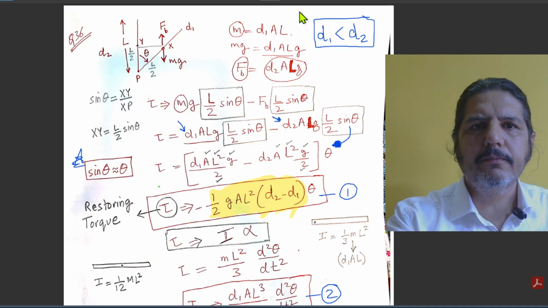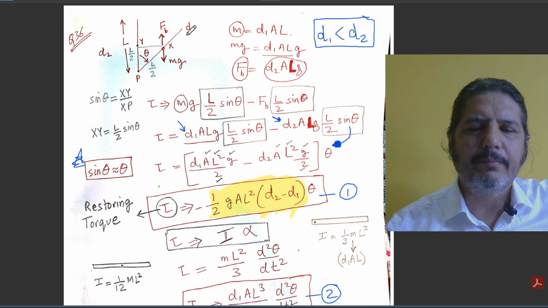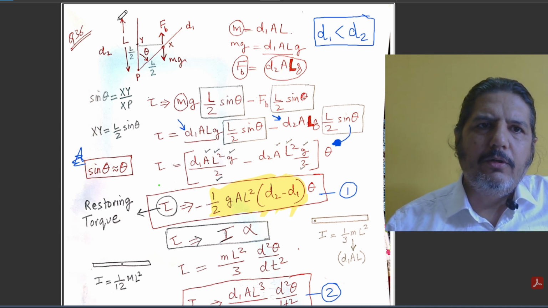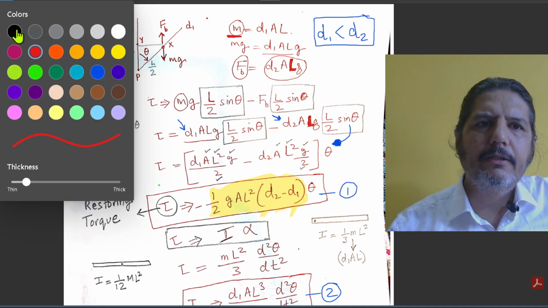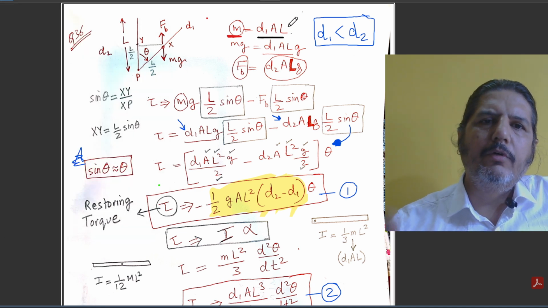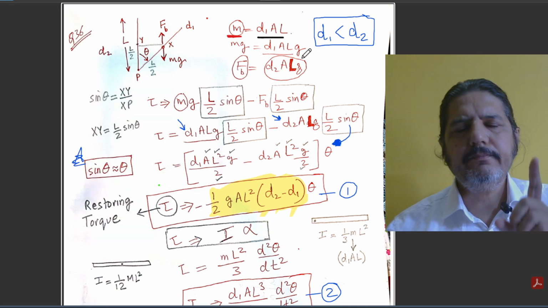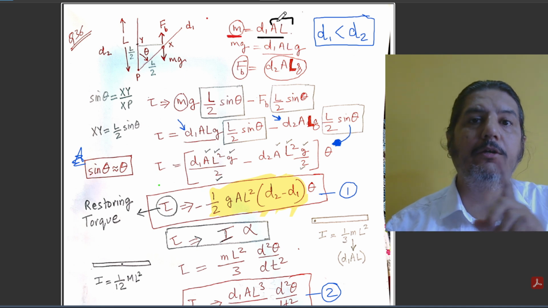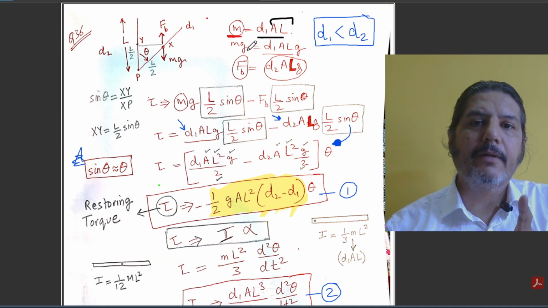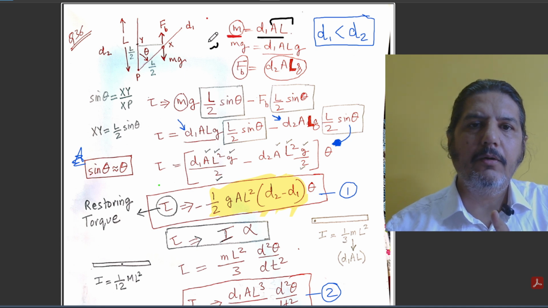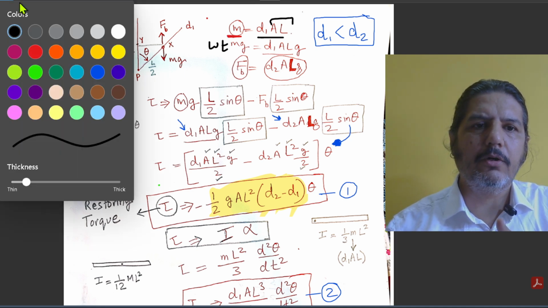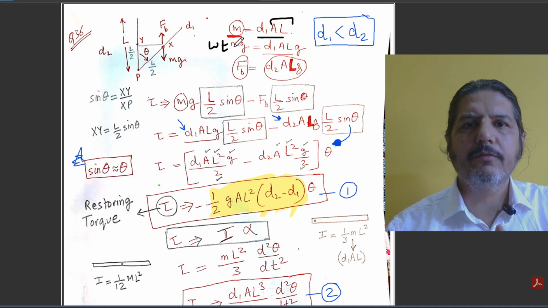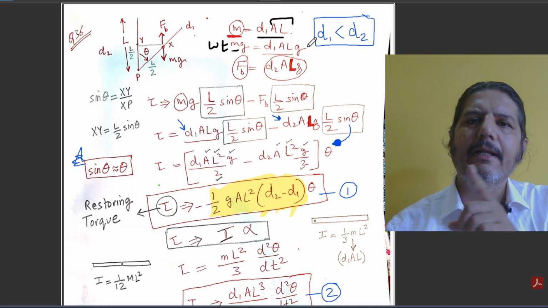Okay, so let's look at the solution. Now see, this is what is happening. The mass of the rod can be put in terms of d1 AL. D1 is the density of the rod. A into L is the volume of the rod. So volume into density is the mass of the rod. If I multiply the mass by g, then I have the weight of the rod. This weight of the rod, mg, can be written as d1 ALg.